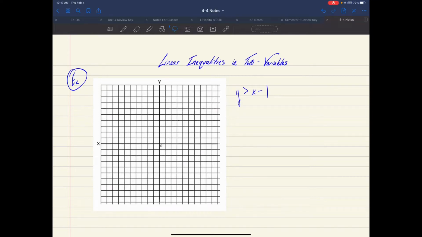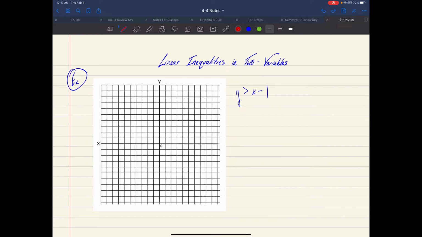This week we're going to look at linear inequalities in two variables. So these will look just like y equals mx plus b form for the most part, except for the sign between them. So we have an inequality sign. Okay, so let's just go ahead and start this.